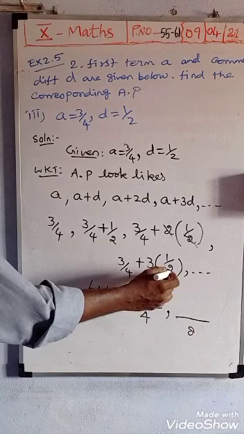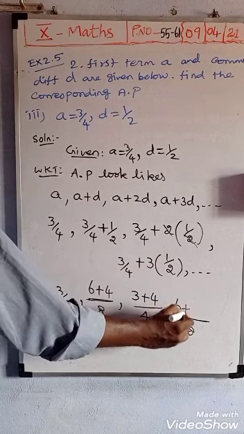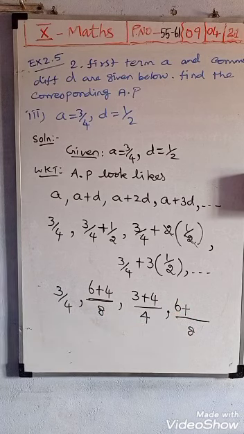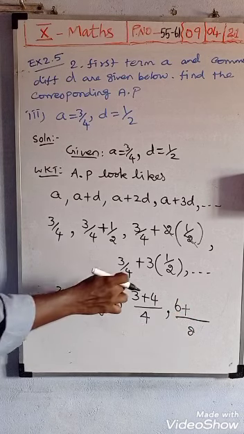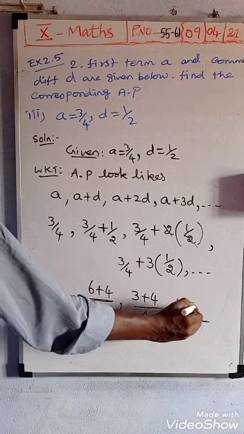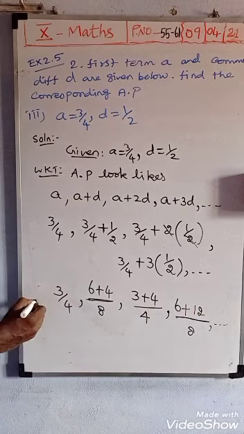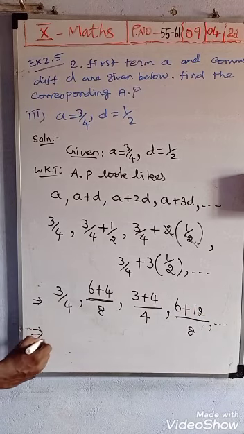Cross multiplication: 3 twos are 6 plus, next, 3 fours. This 2 we want to multiply: 3 ones are 3, 3 into 4, 3 fours are 12, up to etc. Now next step, simplify.